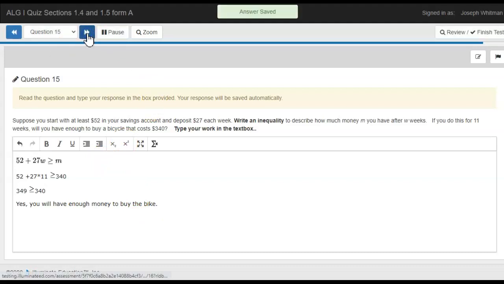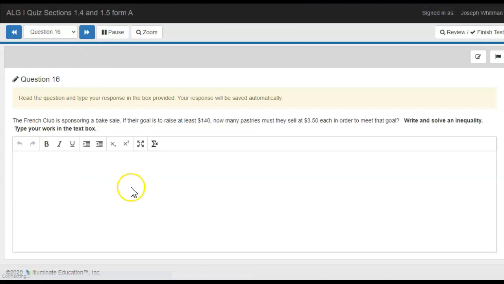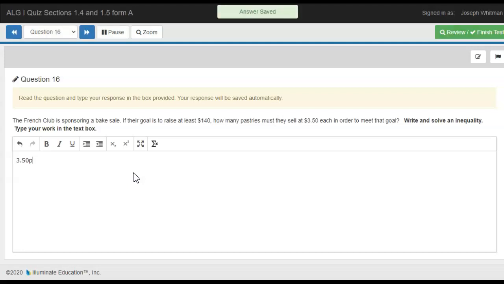Last question from your quiz. French Club's sponsoring a bake sale. Their goal is to raise at least $140. How many pastries must they sell, $3.50 each, in order to meet their goal? So it is $3.50 per pastry, which is going to be multiply.